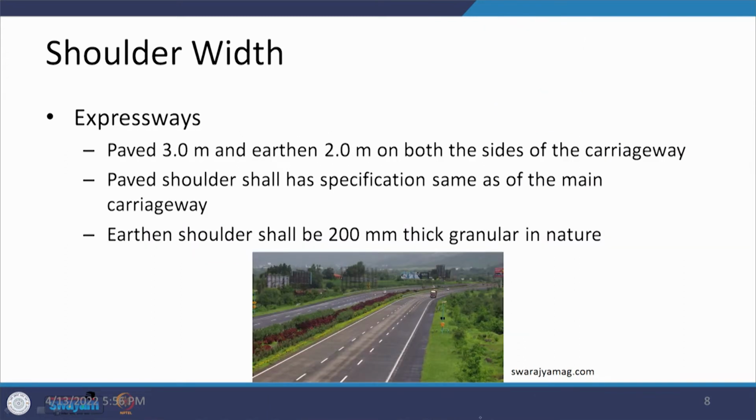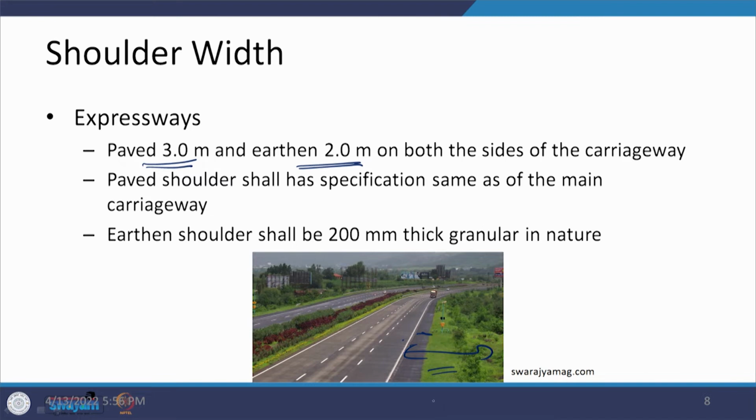When we look at the expressway, in the case of expressway we have the paved shoulder which is 3 meters wide, and beyond that an earthen shoulder which is 2 meters wide. That has to be provided on both the sides of the main carriageway, which can be a 4-lane divided or a 6-lane divided system. Here you can see that we have a paved shoulder, and after the paved shoulder we have a kacha shoulder which is also having a grass cover at the moment.